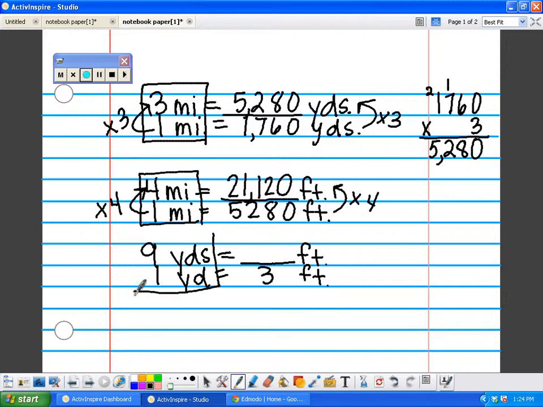9 yards and 1 yard. How do I get from 1 to 9? Times 9. So what do I need to do over here? Times 9. What is 3 times 9? 27. That was easy, wasn't it? Okay, 2 more, and then you're going to get to do those by yourself.